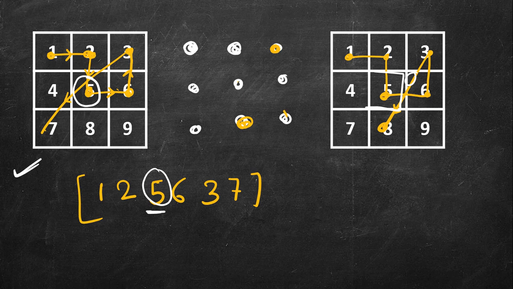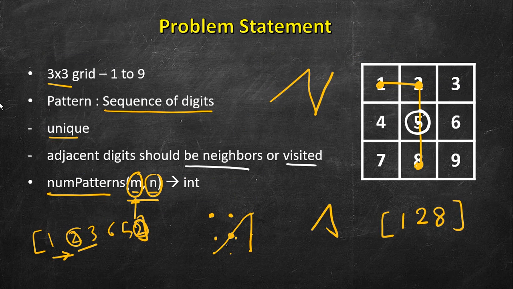If we go from here to here, it's not a jump, or vice versa. If you draw in this grid format, it may seem that we are touching this 5 and 6, but that's not the case. It should go from the center. Now we have to implement this num patterns function with m and n.